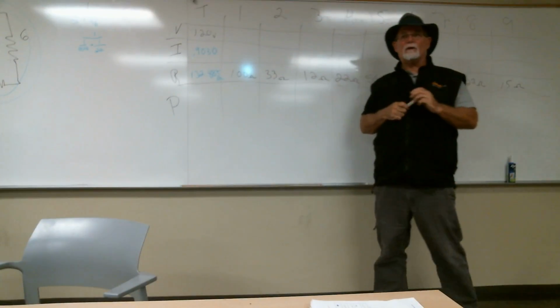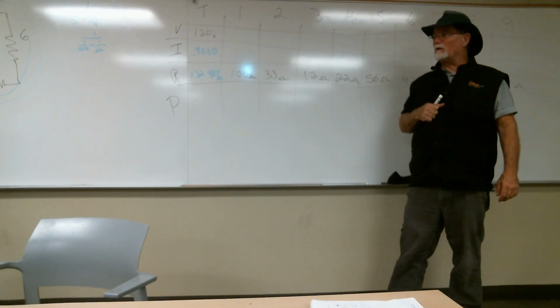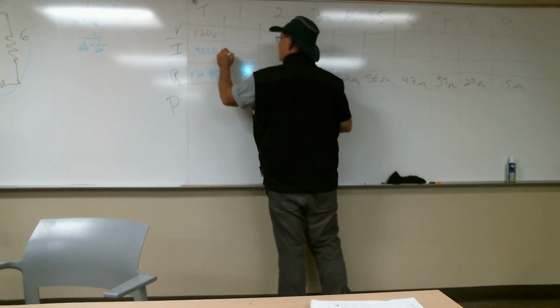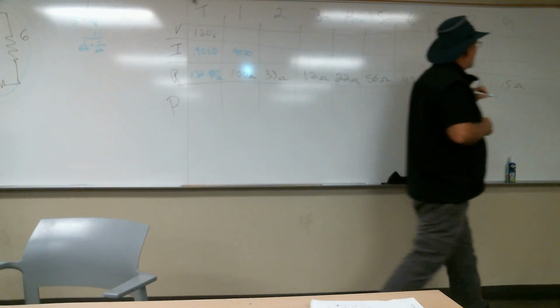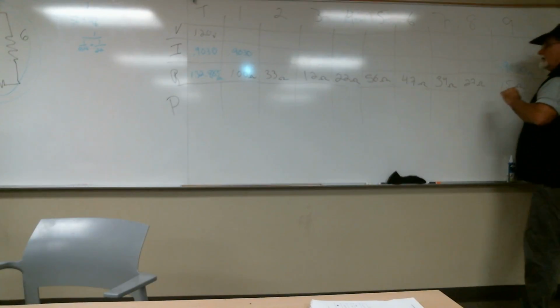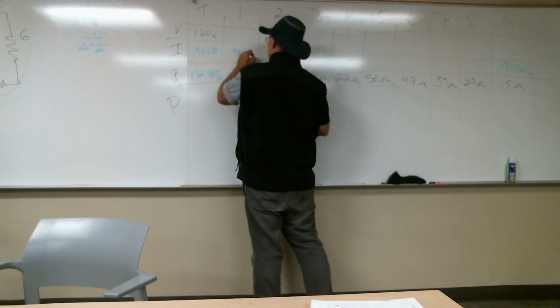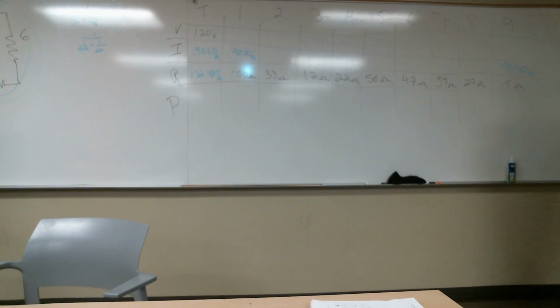Can I plug that in anywhere else? Isn't all the current going through R1 and all the current going through R9? Okay. 0.9030. And all the way over here, 0.9030 amps. Okay. So now I've got a couple in column 1 and a couple in column 9, so I can do some solving there.